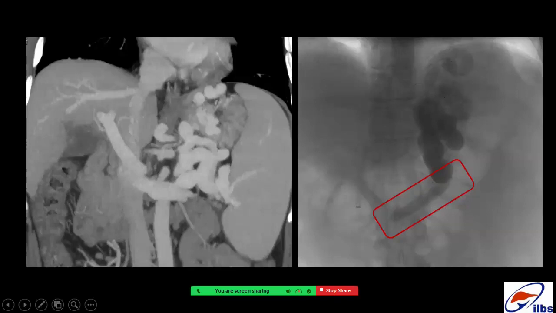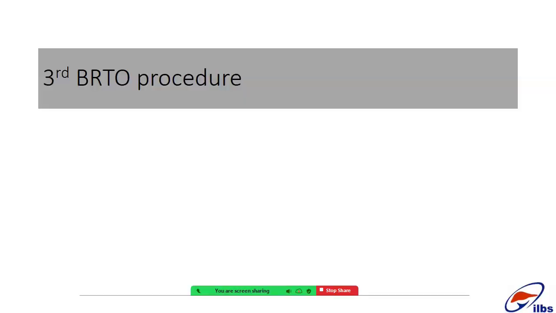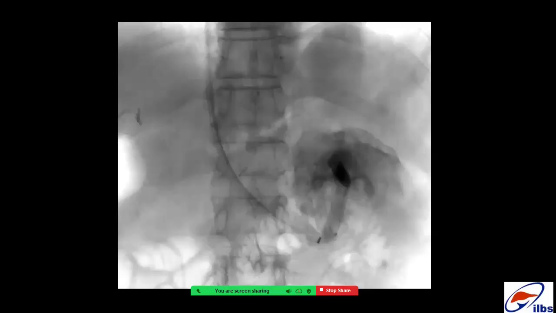Next time, into the gastric varices, completely embolized. Third BRTO procedure. And here the problem started. Again, we took the same hardware, and this time we were very confident. Yes, we can do it. Why was nobody doing it? And then we realized why nobody was doing it.